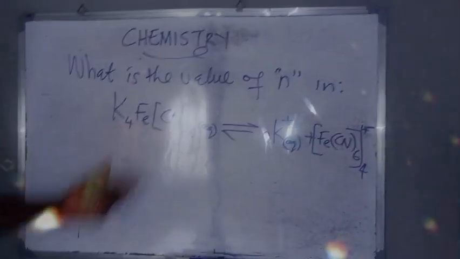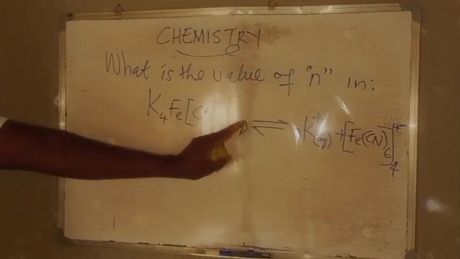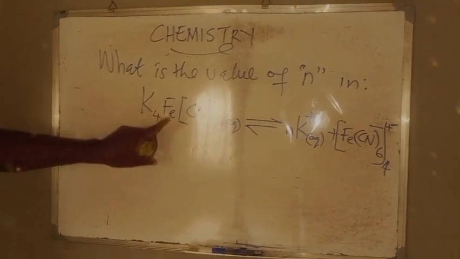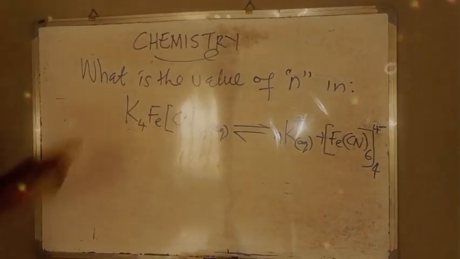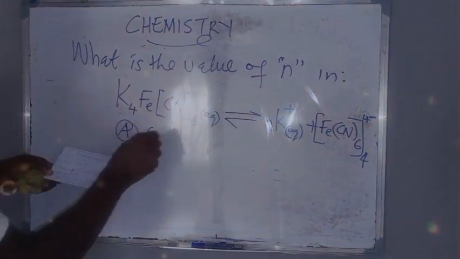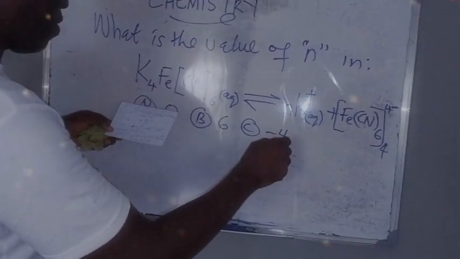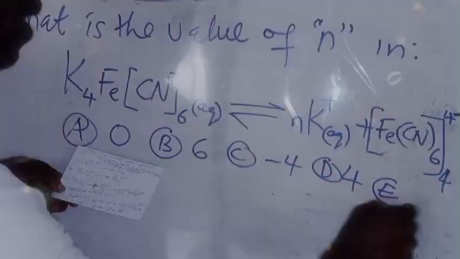Now, look at this. If you look at this, there is no hydrogen, there is no oxygen. So that means they expected you to balance this in terms of the ions, in terms of the charge they carry. They gave us options here. Let me give you the options. A is 0, B is 6, C is minus 4, D is 4, then E is 1.